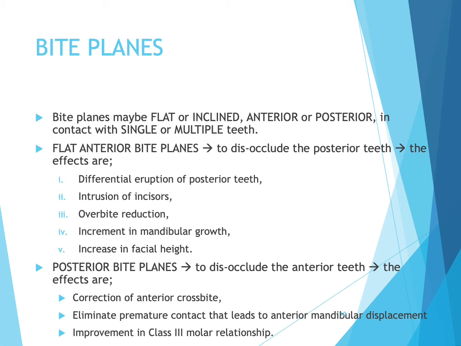For the bite planes, they may be flat or inclined, anterior or posterior, in contact with single or multiple teeth. The flat anterior bite plane is used to disocclude the posterior teeth, and the effects are differential eruption of posterior teeth, intrusion of incisors, overbite reduction, increment in mandibular growth, and increase in facial height, whereas the posterior bite plane is used to disocclude the anterior teeth, and the effects are correction of anterior crossbite, elimination of premature contact that leads to anterior mandibular displacement, and improvement in class 3 molar relationship.